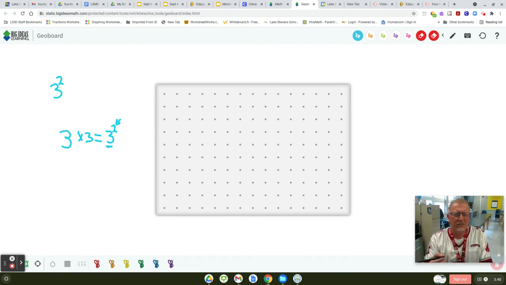Okay? So do you ever wonder why we call it squared? Why is it called 3 squared instead of 3 to the power, or 3 to the second, or 3 with an exponent of 2? We call it squared. Well, let's take a look at what happens when we have 3 times 3.